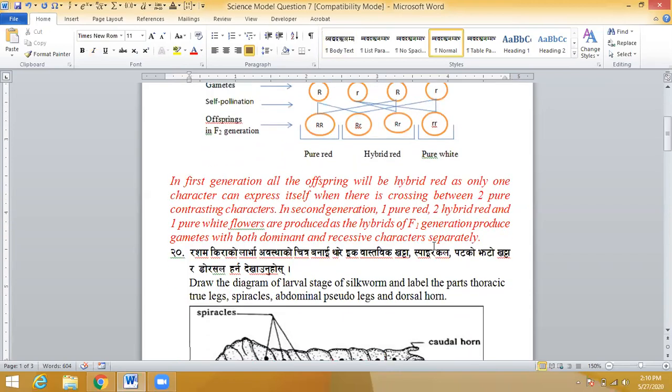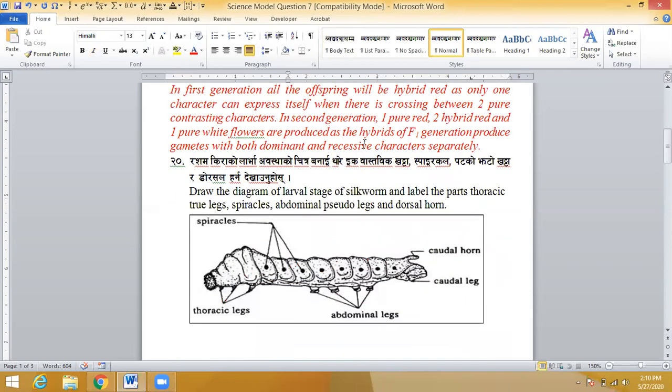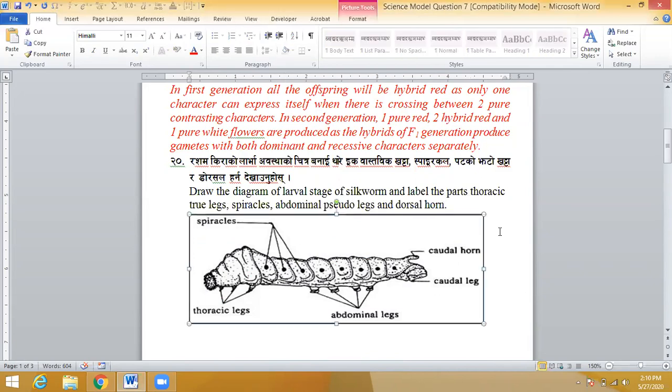Let's go for number 20. In question number 20, the question has asked us to make the picture of the larva of silkworm. The question is, draw the diagram of the larval stage of silkworm and label the parts: thoracic true legs, spiracles, abdominal pseudolegs, and dorsal horn. I got this picture from Google, so you can search it in Google as well.